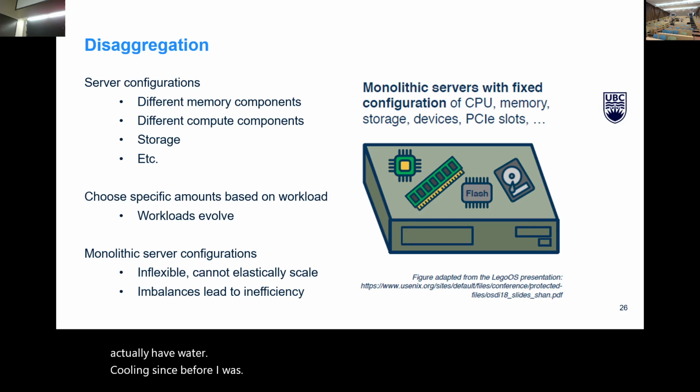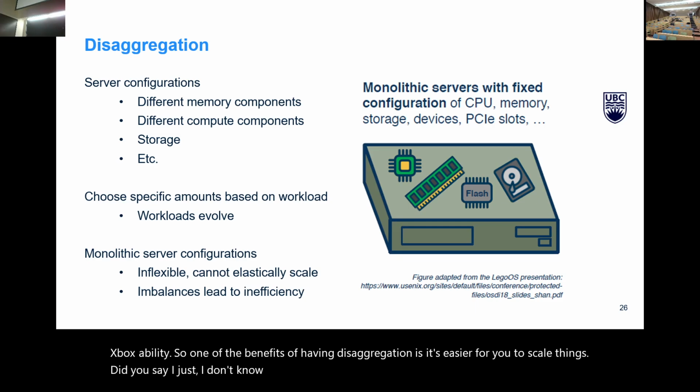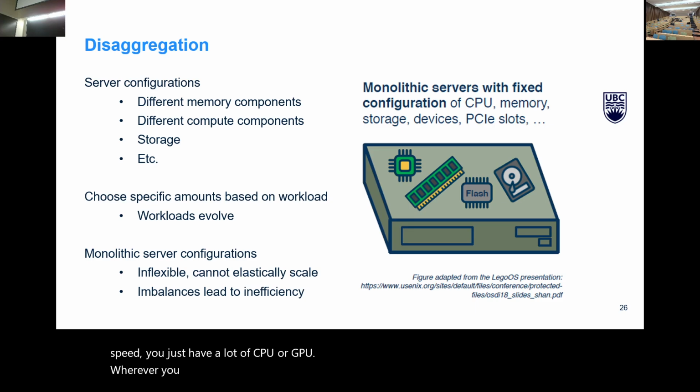So another reason is flexibility. One of the benefits of having disaggregation is that it's easier for you to scale things. You just add another blob of memory, and suddenly you've got more memory. If you need more CPU, you just add a blob of CPU. If you need more GPUs, you add a blob of GPUs. Whereas when you build it into a single package, you're kind of locked into that package.